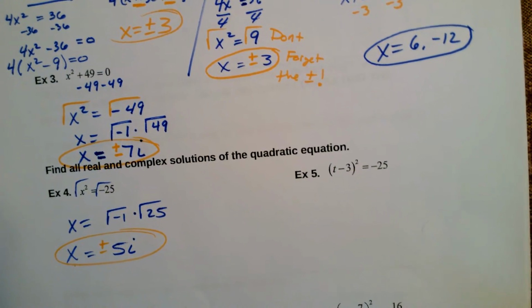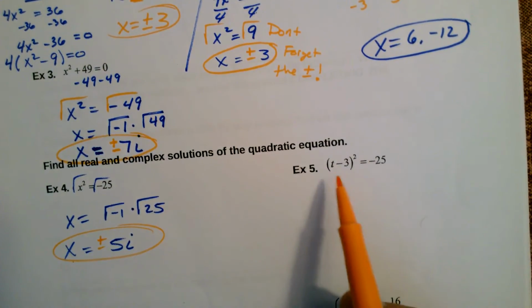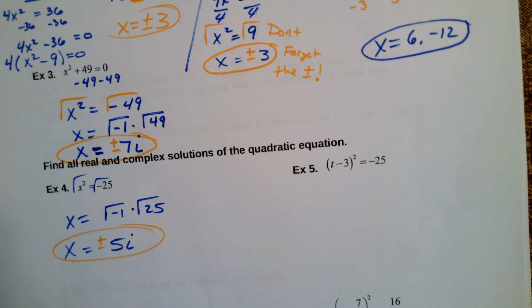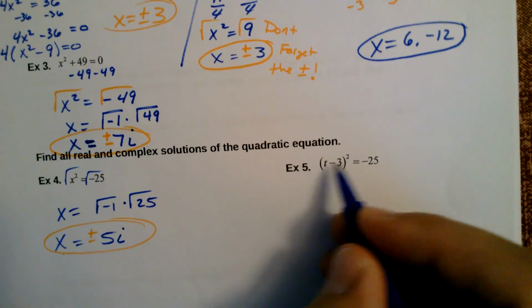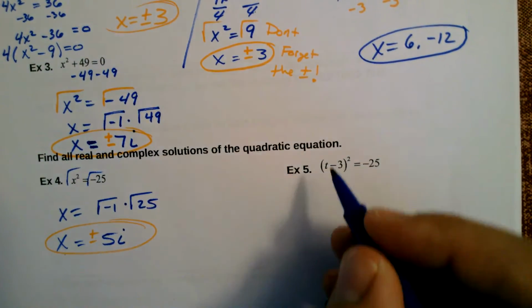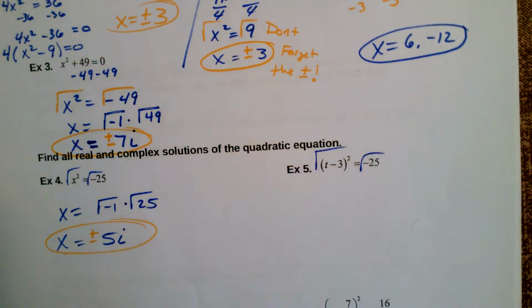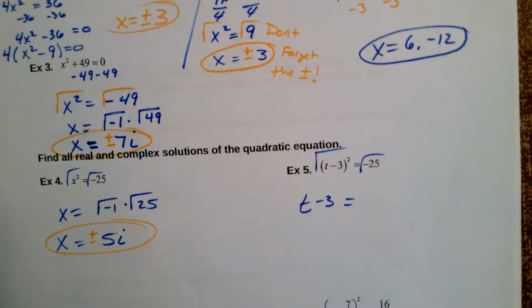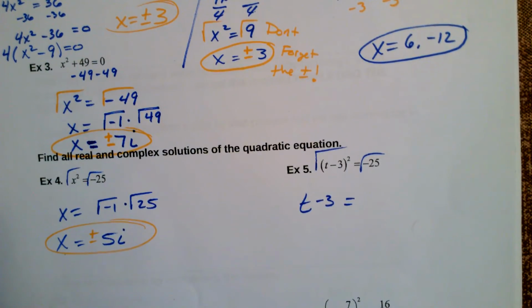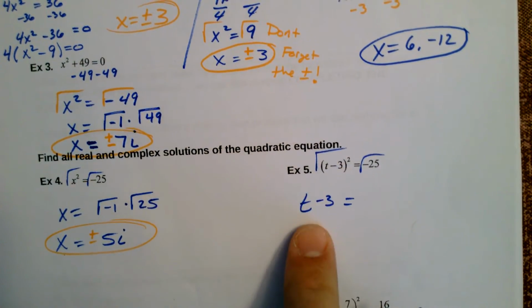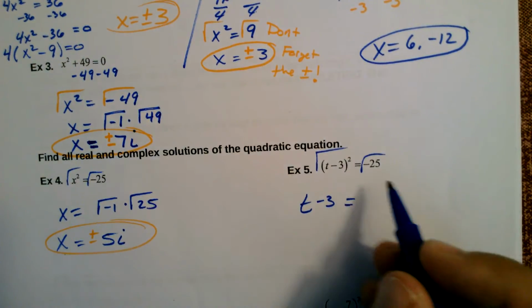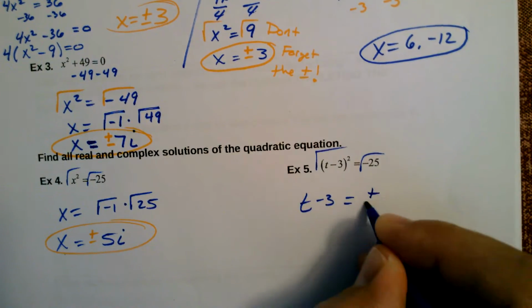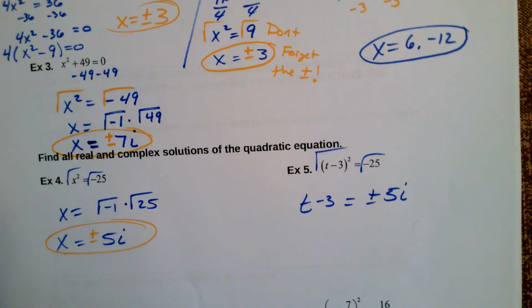When I take a look at number 5, I've got the quantity t minus 3 squared equals negative 25. So this thing's ready to go. I have my squared quantity already by itself. So I square root both sides. In this case, I've got t minus 3 now. When I square root something squared, it completely falls out. It just leaves me what's inside the quantity. And now with the square root of negative 25 we just did over here, we know that's plus or minus 5i.